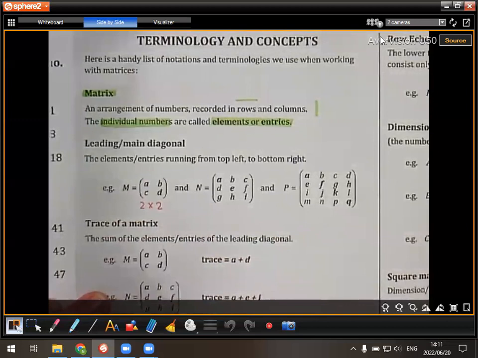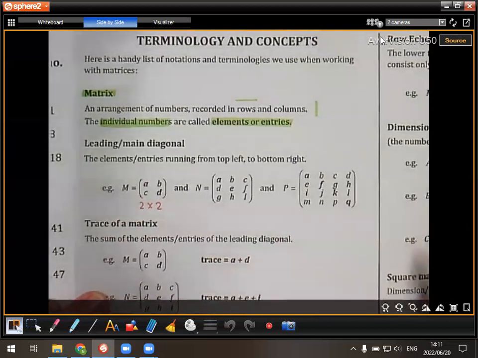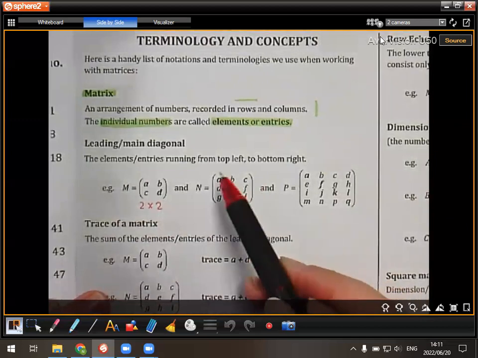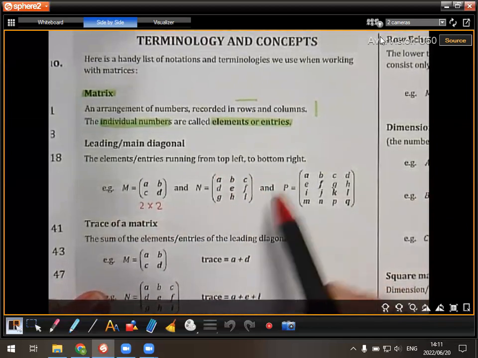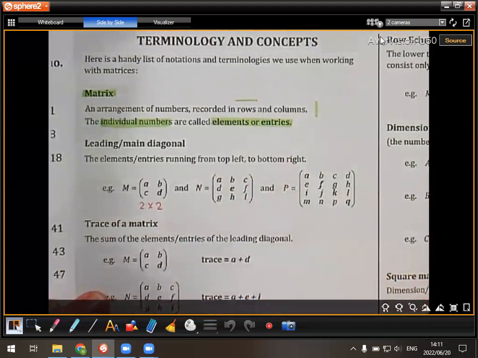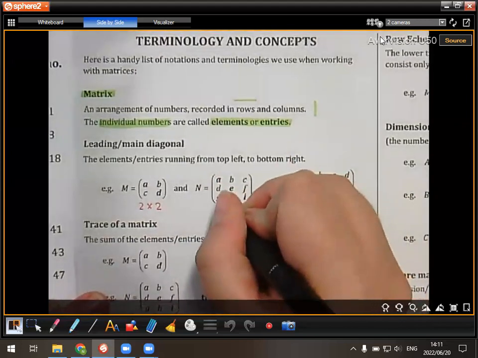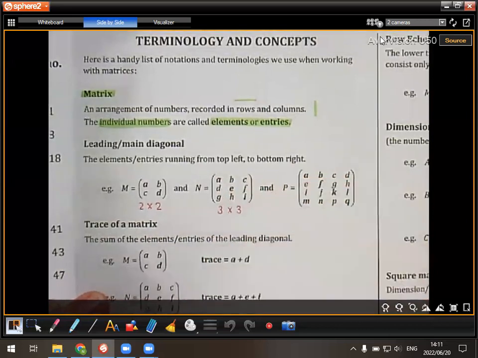Is it always rows by columns? Yes, always rows by columns. And it is on the second half of the page. We will highlight that just now. They've written it on the second half of the page. If you're looking at N, how many rows do I have? 1, 2, 3. And how many columns? 1, 2, 3. So 3 by 3. 3 rows by 3 columns.